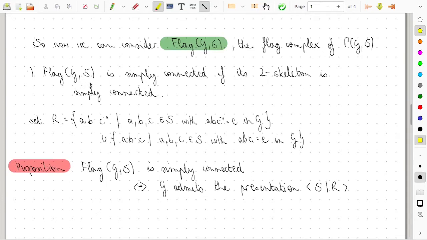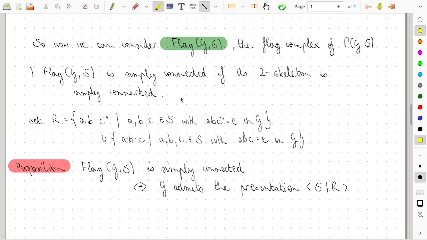A simplicial complex is simply connected if its two-skeleton is simply connected. So that also goes for the flag complex. To build the two-skeleton of the flag complex, I need to glue in triangles in the Cayley graph. But a triangle is a closed path of length 3. So it corresponds to a relation among the generators.